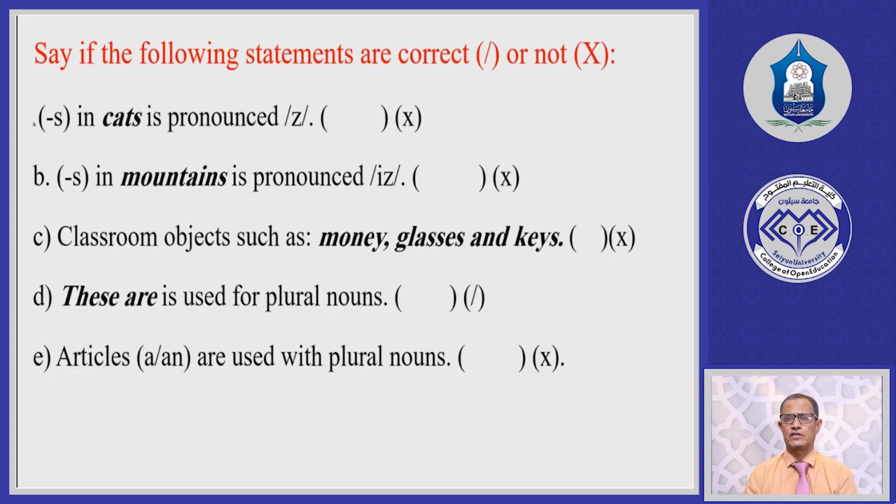Yes. So now look at this exercise also. Now you will say if these statements are correct or not. Okay, "s in cats is pronounced z." "s in mountains is pronounced s." Classroom objects such as money, for example, glasses and keys. "These are" is used for plural nouns. Articles "a" and "an" are used with plural nouns. So this is an exercise for you, dear students, and you have to read them and try to find out which one is correct and which one is incorrect.